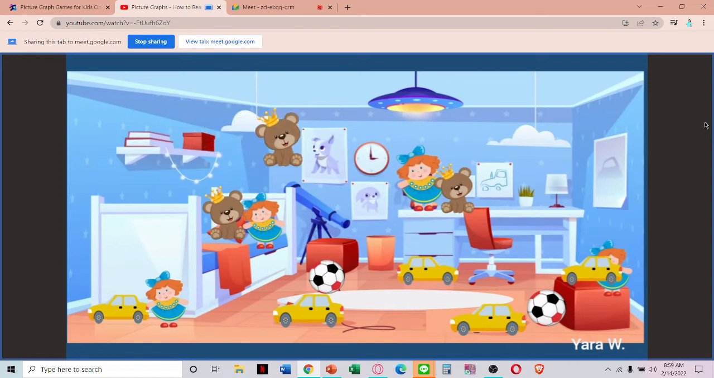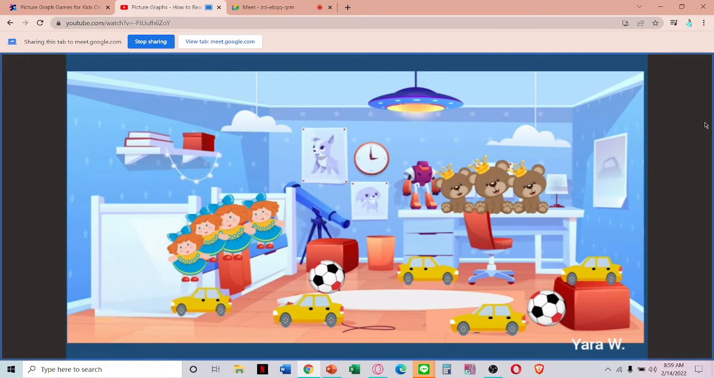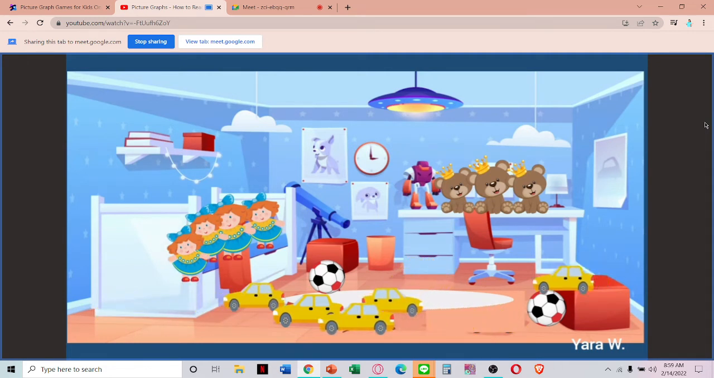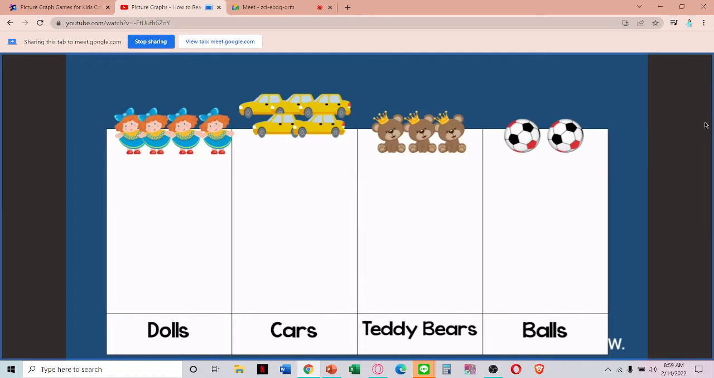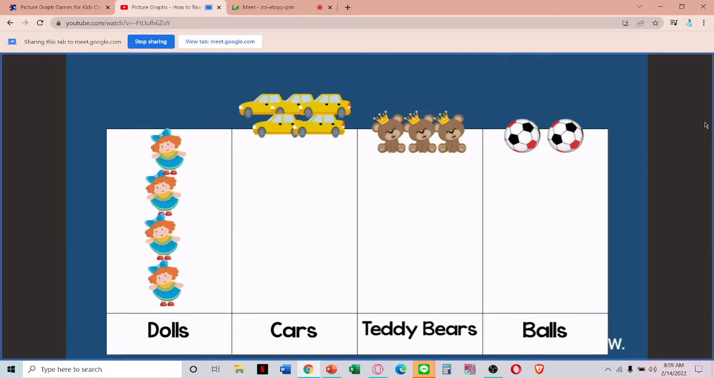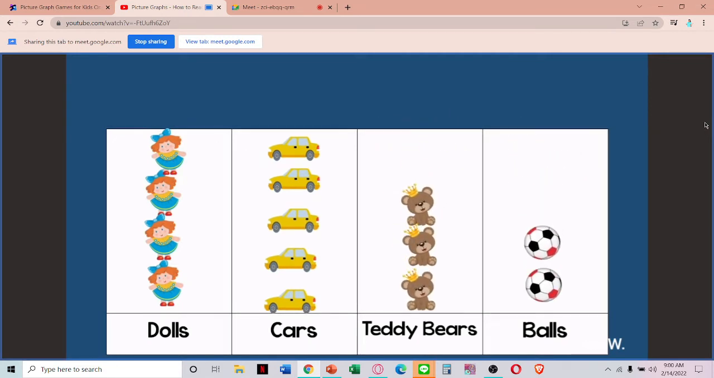Now I will place similar toys together. I will place the teddy bears, dolls, cars, and footballs, each with the similar ones. Now that my toys are all organized, I will get on with my graph. I will place all the dolls, cars, teddy bears, and footballs in their correct columns on the graph.